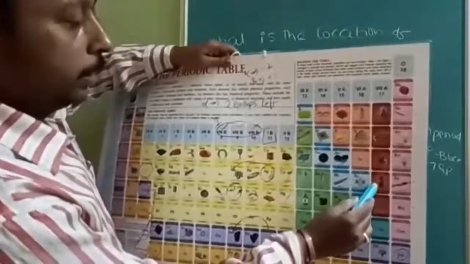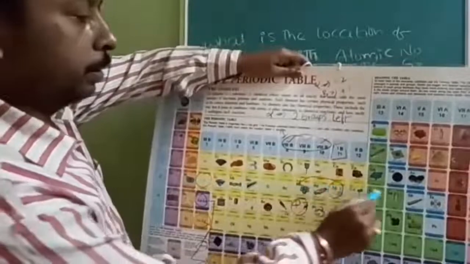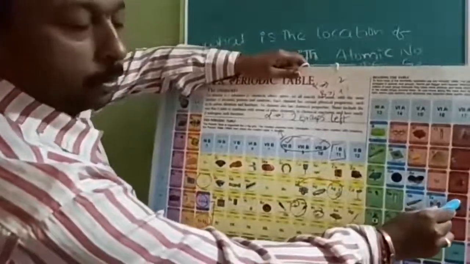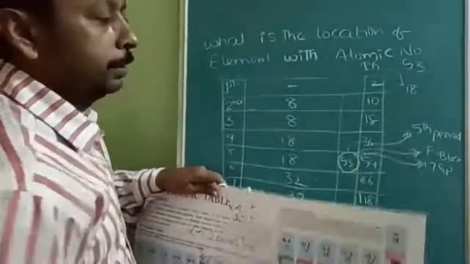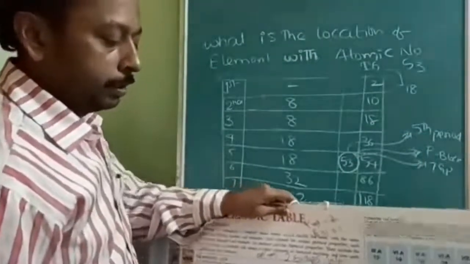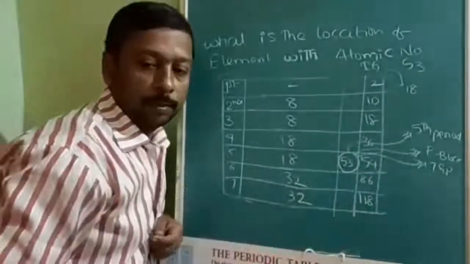Okay. And what period does it belong to? See here, fifth period. And this entire region is the P block. So P block. Is our answer correct or not? And is it rocket science to remember these numbers? It is very easy to remember these numbers.